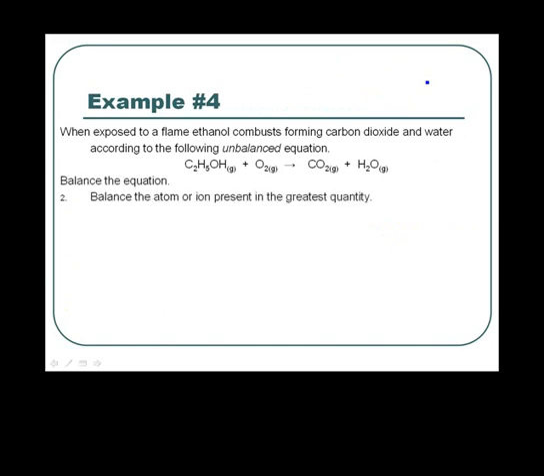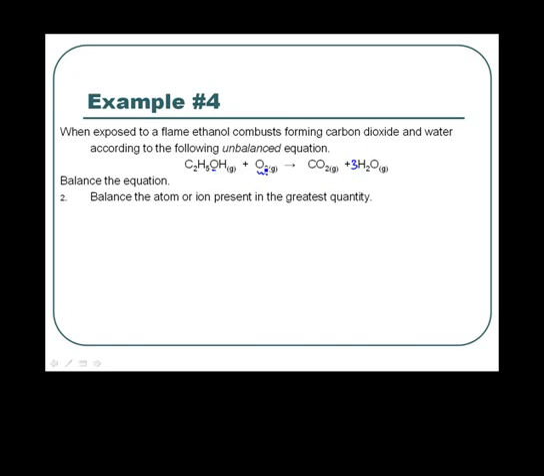And now we're going to balance our equation. The first thing we want to do is balance the atoms or ions present in greatest quantity. Probably one of the easiest is hydrogens. Here we have 6 hydrogens total, so we need 6 hydrogens total. So we put a 3 in front of our water, and now we have 3 times 2, so that's 6 hydrogens there.